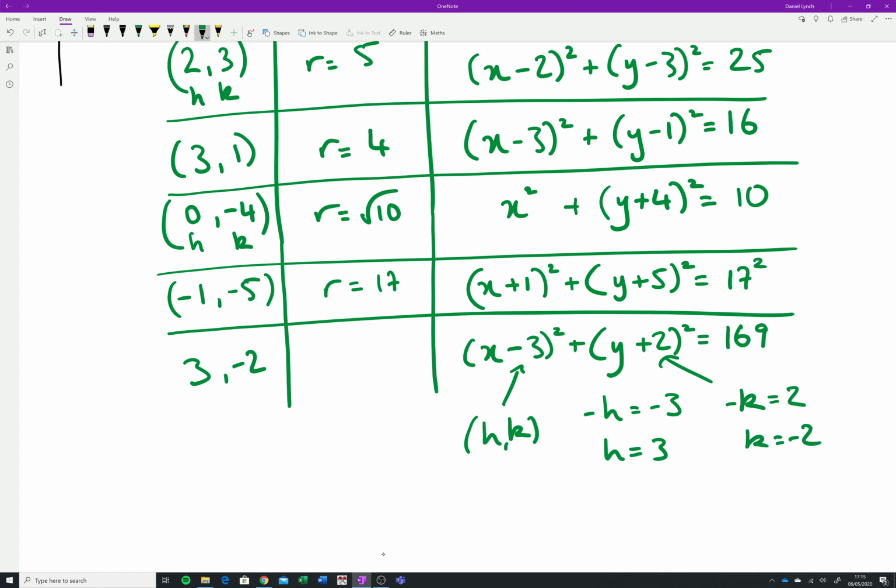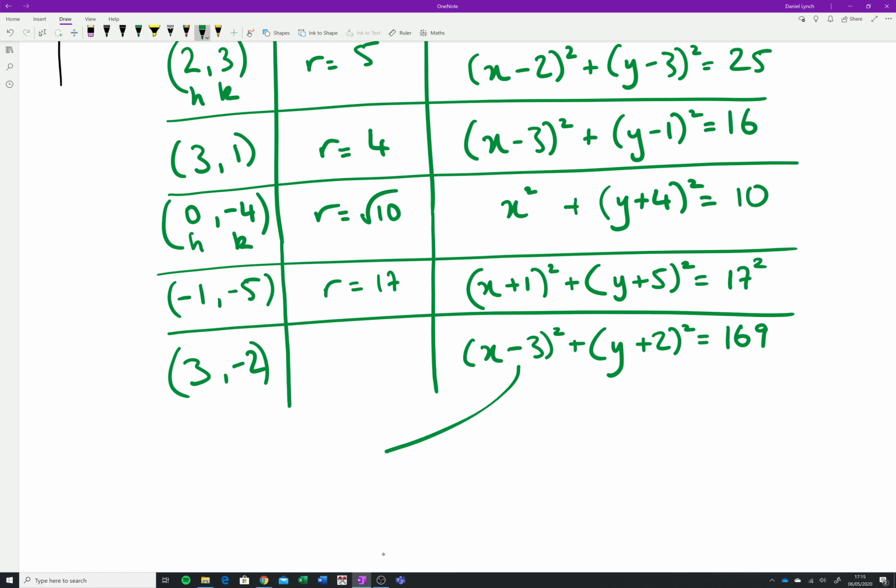So we get that. So you can do that every single time, or of course you can see the shortcut through all of this is you just change the sign. Okay, if it's minus 3, it's plus 3. If it's plus 2, it's minus 2. Simple as that. And the radius is equal to the square root of 169, which I'm sure we've all memorized, is 13. So there you go.